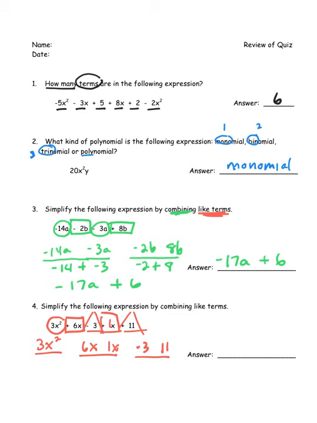So 3x squared stands alone. I'm going to add 6 plus 1 to get 7. It's a positive 7. That's why I use the plus sign. And negative 3 plus 11 is 8. It's a positive 8, so I'm going to write it as plus 8. So when we simplify this particular expression, this is the end result.